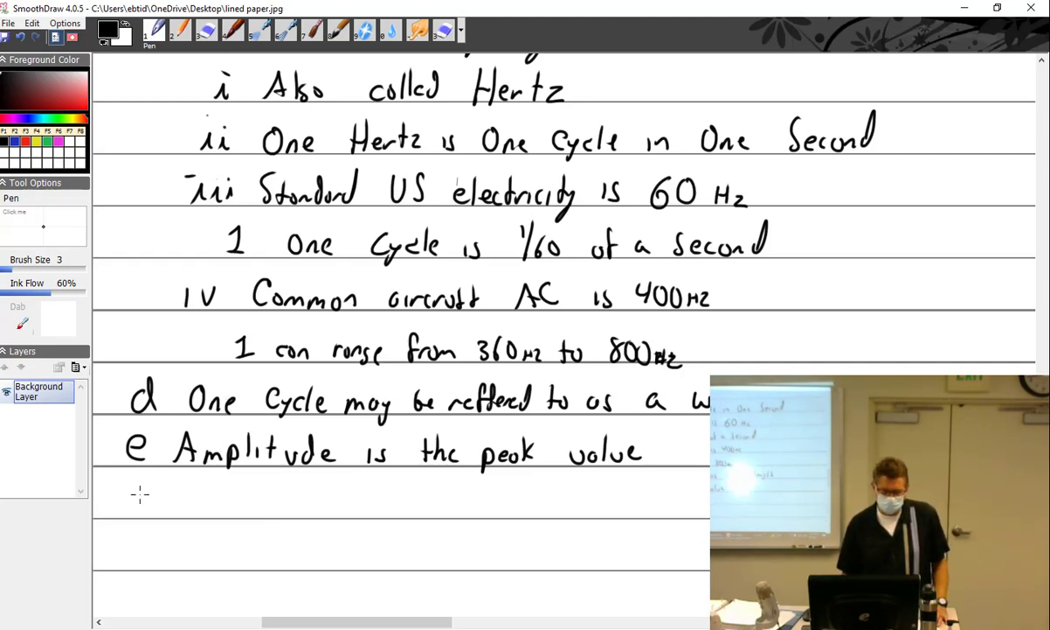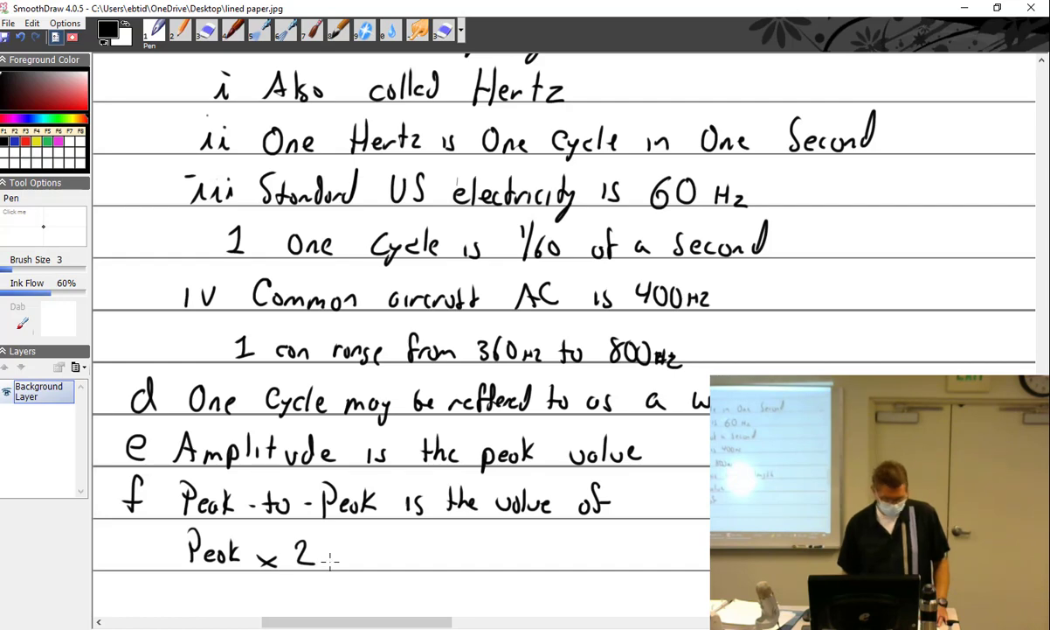So you have amplitude as the peak value, while we also have something else called peak to peak. Peak to peak is the value of peak times 2.